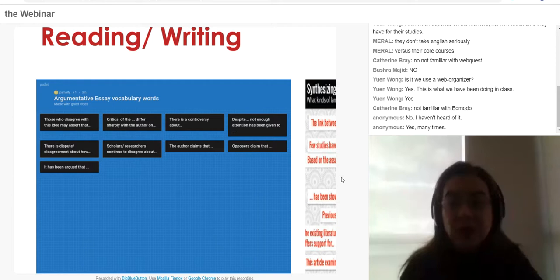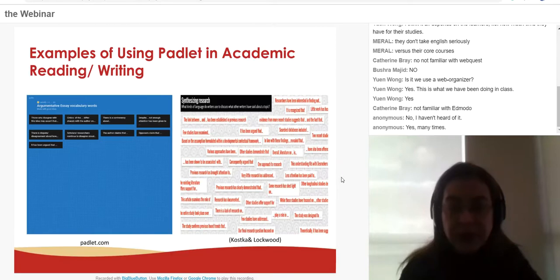So the idea is to familiarize the students with the argumentative essay vocabulary words and phrases to be able to use them in their writing later on. So this could be another way of using it in an EAP context. And of course, they can share it with one another or in groups during the class time.